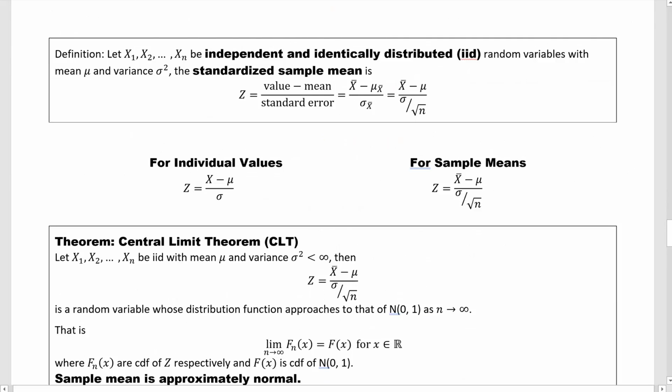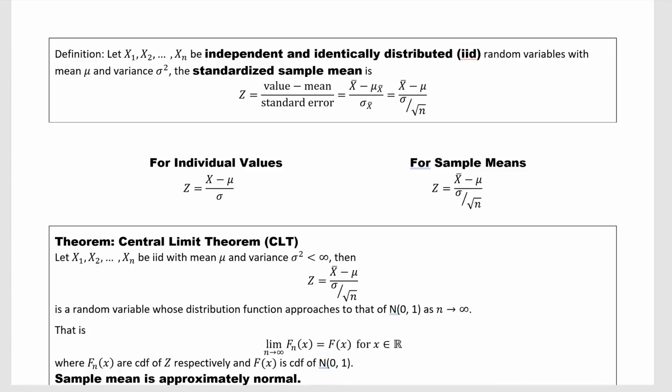Suppose we have x1, x2, x sub n. They are independent and identically distributed. Identically distributed means they have the same probability distribution, so they're picking from the same population. That's why people sometimes call this IID, which stands for independent and identically distributed. Suppose they are IID random variables with mean mu and variance sigma square.